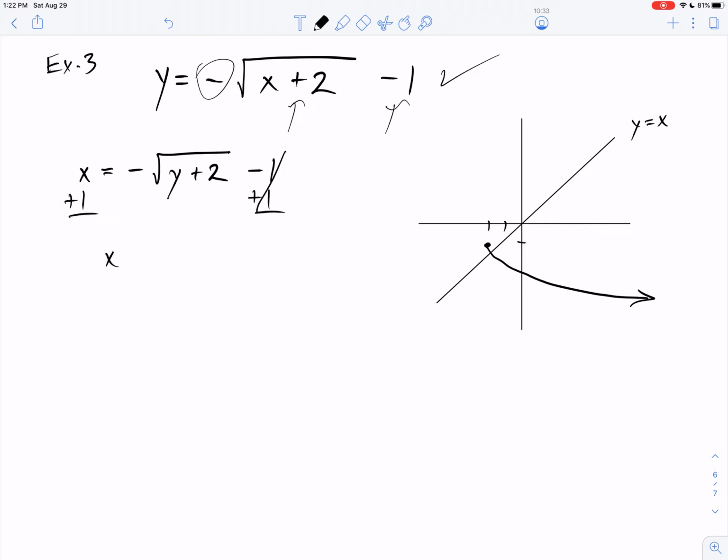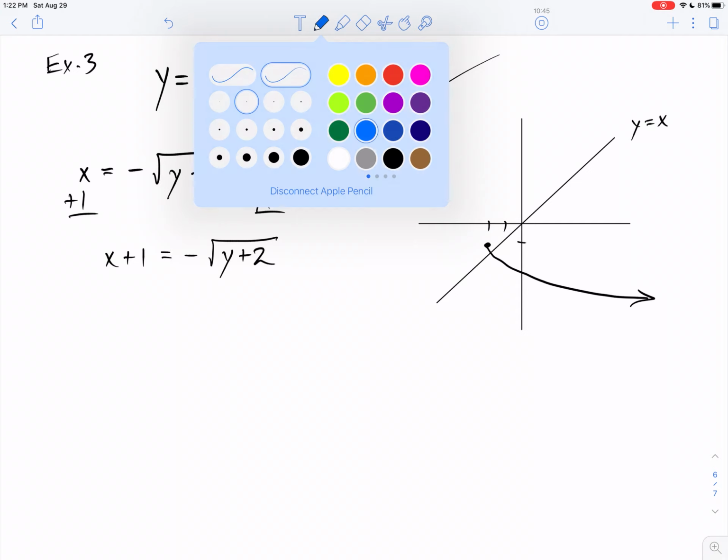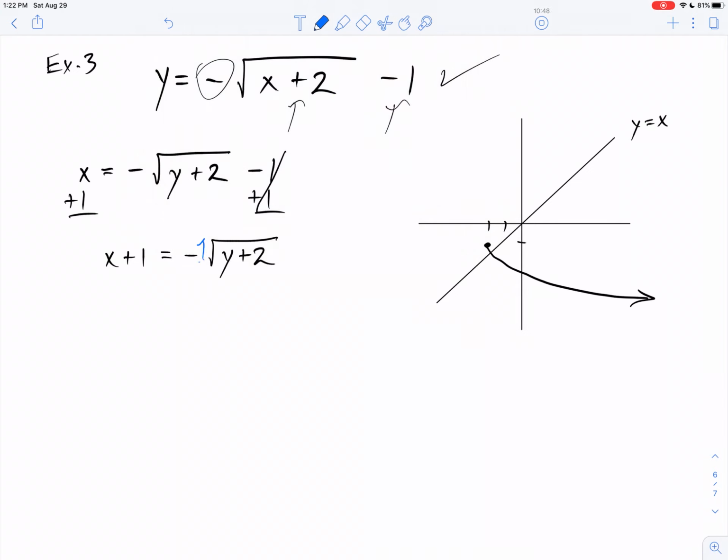I will then have x plus 1 equals, there's a negative, there's a root, there's a y plus 2, and then we've seen this already happen to us. Going to get the blue pen for me. Oh, there's a negative outside here. I've got to get that out of my face. I've got to divide both sides by -1.